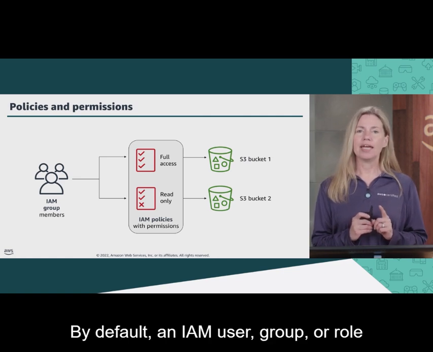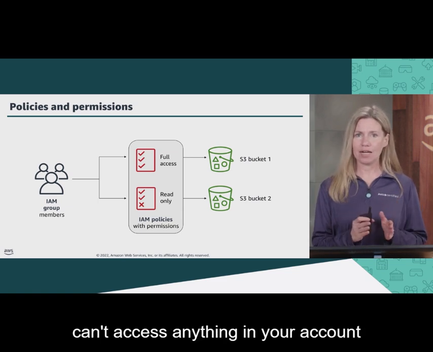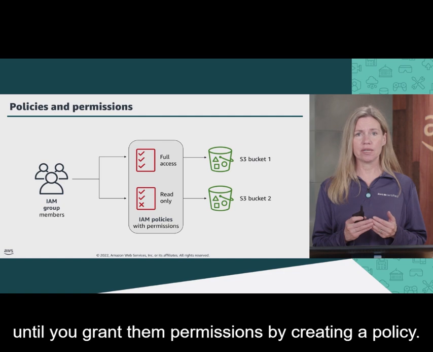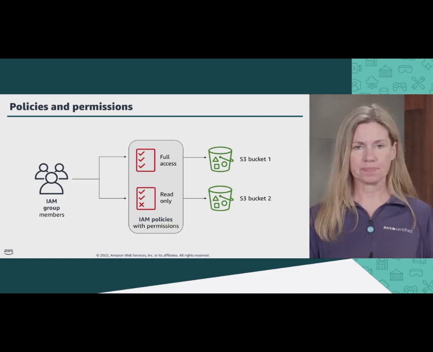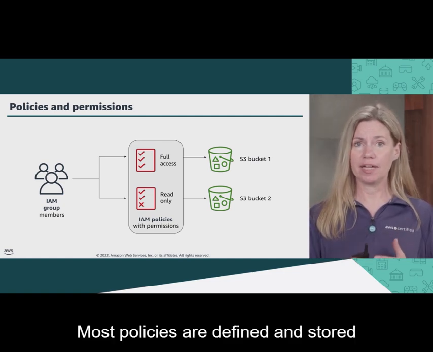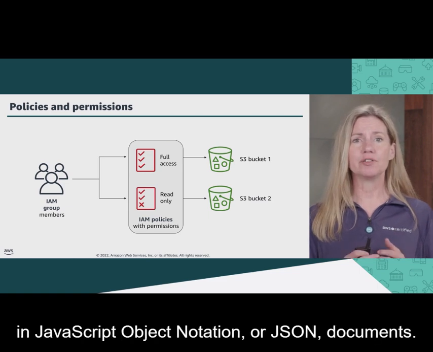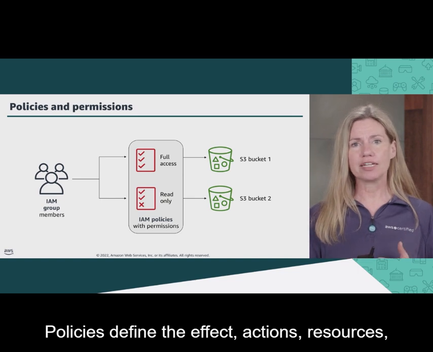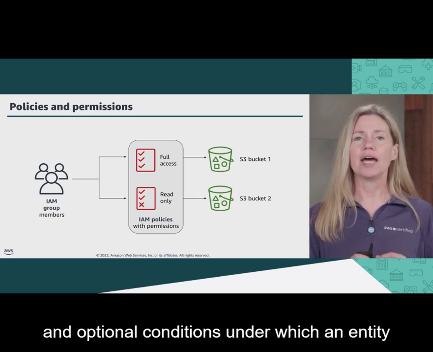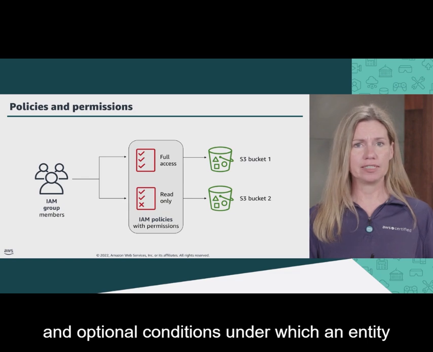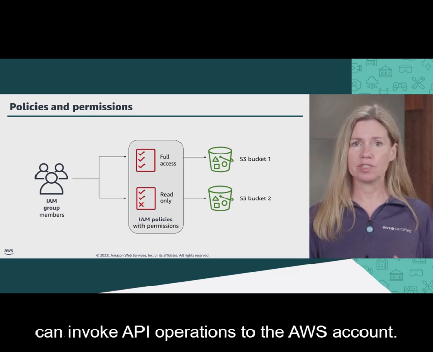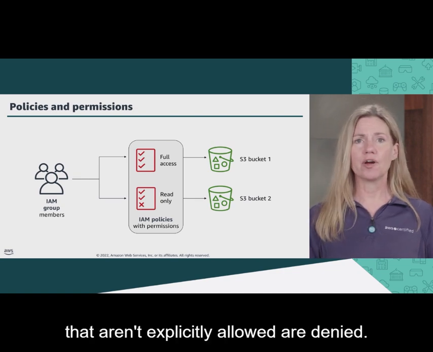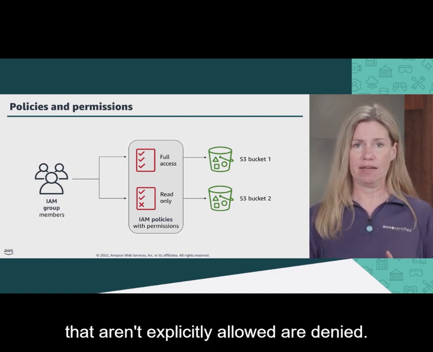By default, an IAM user, group, or role can't access anything in your account until you grant them permissions by creating a policy. Most policies are defined and stored in JavaScript Object Notation, or JSON, documents. Policies define the effect, actions, resources, and optional conditions under which an entity can invoke API operations to the AWS account. Any actions or resources that aren't explicitly allowed are denied.